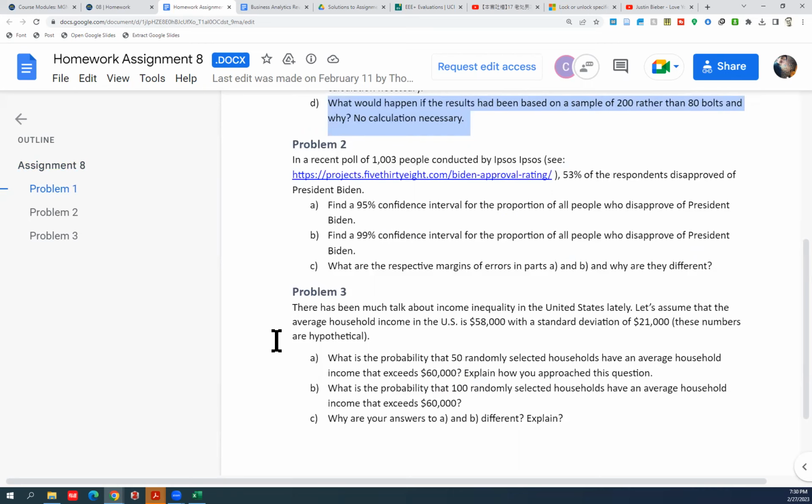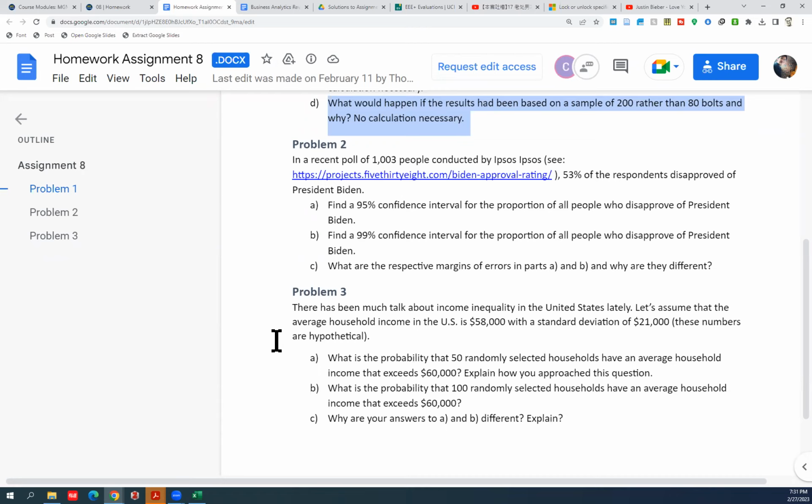All right. In problem 2, we have a poll of around 1,000 people. 53% of them disapproved of President Biden. Oh, okay. Well, that's not too surprising. We find a 95% confidence interval for the proportion. Then we find another 99% confidence interval for the proportion. What are the margins of error and why are they different?